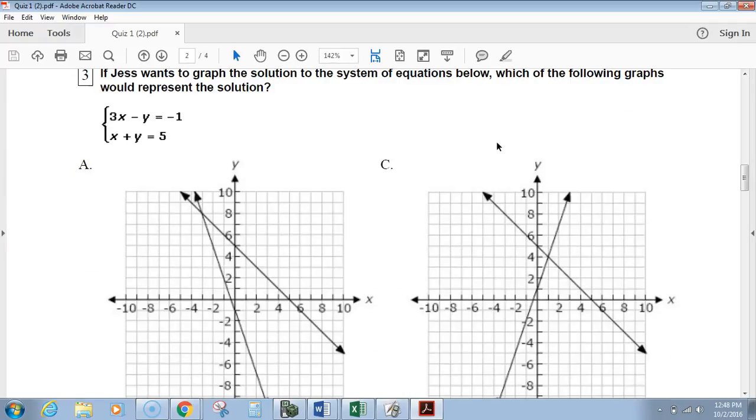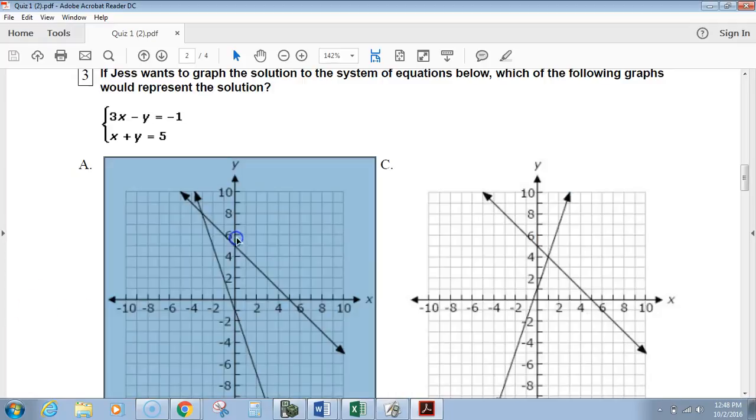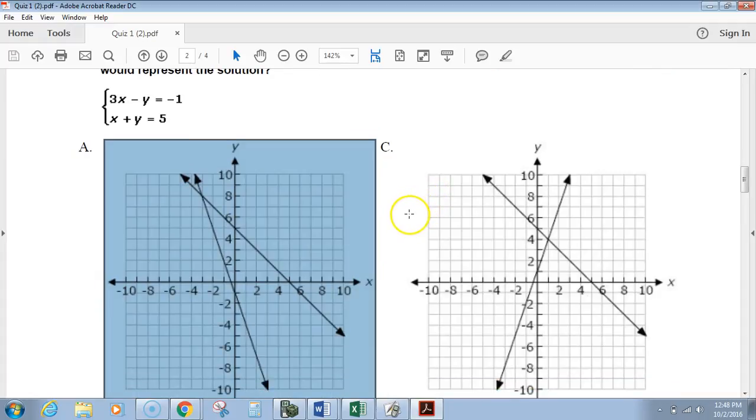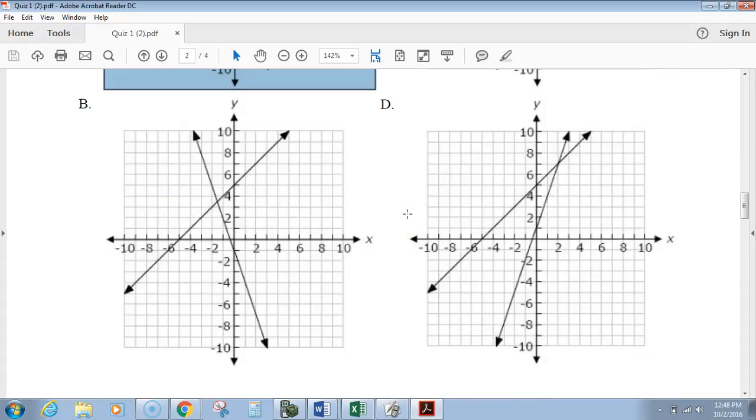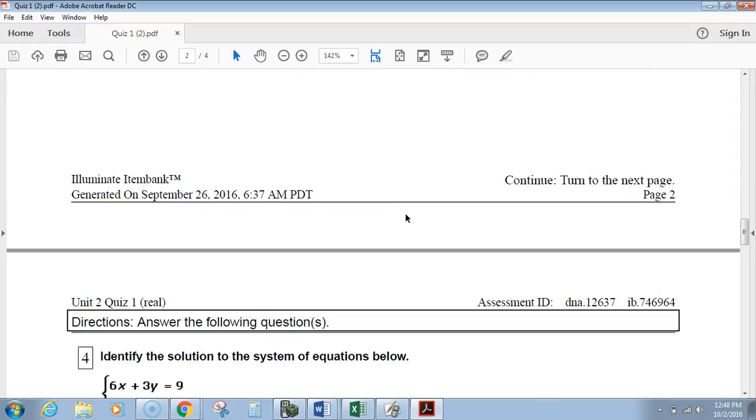Where did we go? Question number 3. If you can solve for x and y, the graph that has the correct point of intersection for these two is going to give you the correct answer. Okay.